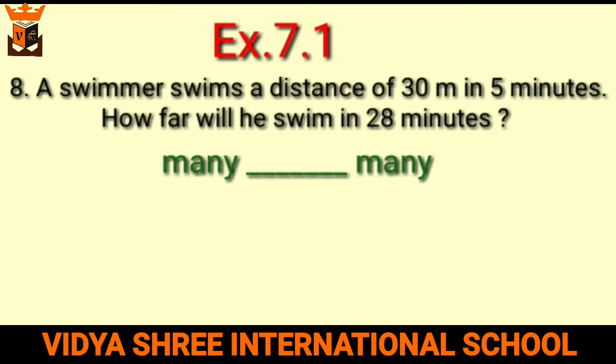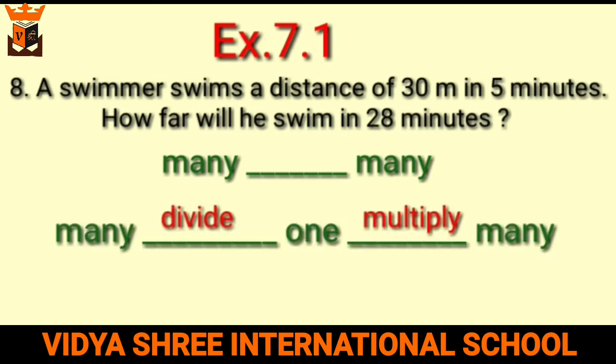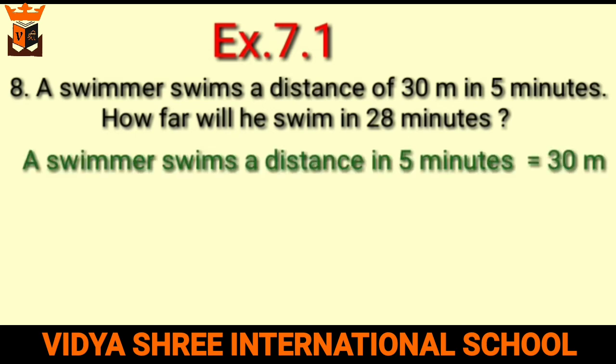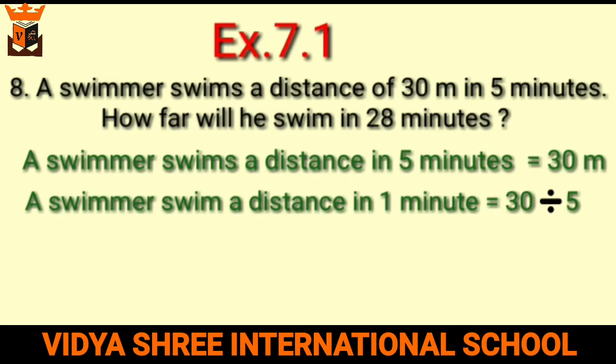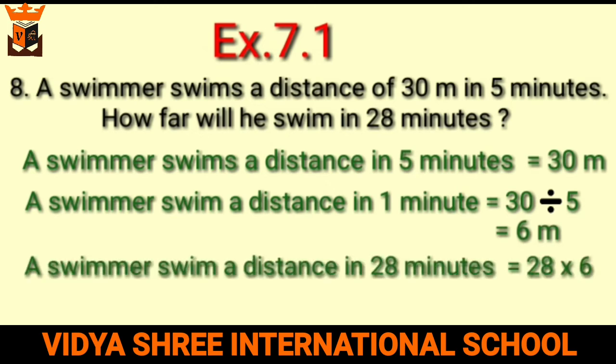So it is given for many and we have to find for many. So first of all, we will divide and then we can multiply. According to the question, a swimmer swims a distance in 5 minutes equal to 30 meters. So we can find how much a swimmer swims in 1 minute. A swimmer swims a distance in 1 minute will be 30 divided by 5, which is equal to 6 meters. Now after finding for 1, we can find for 28 minutes also. So a swimmer swims a distance in 28 minutes will be 28 multiplied by 6, which is equal to 168 meters.